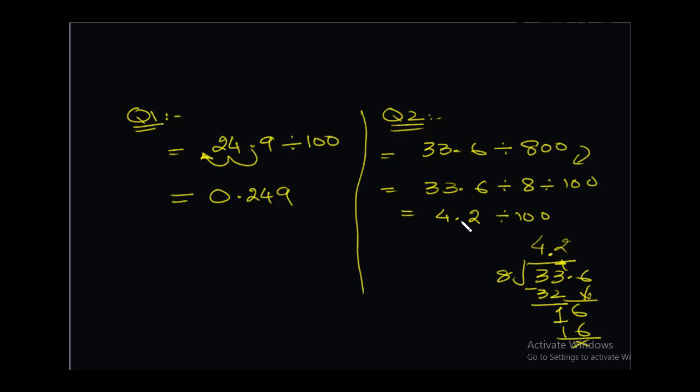According to the rule, the point will move 2 places from this point and it will move out. So we need 1 zero over here, so we write 0. Now it moved 2 places out, so the answer is 0.042.